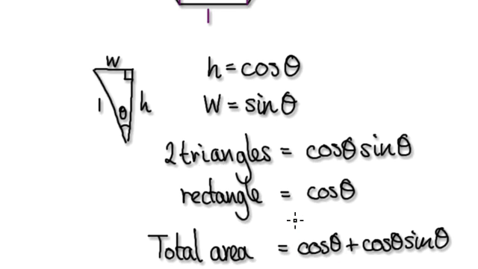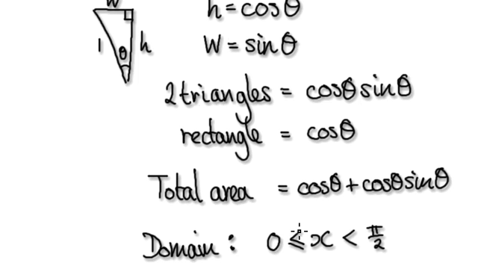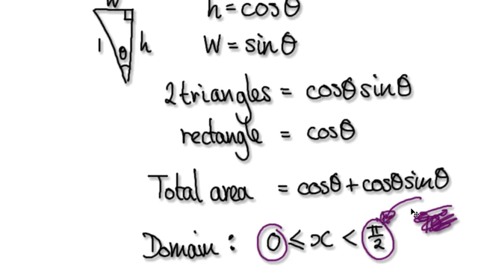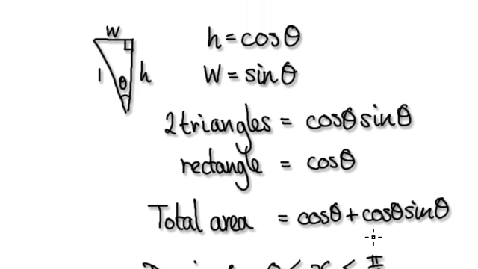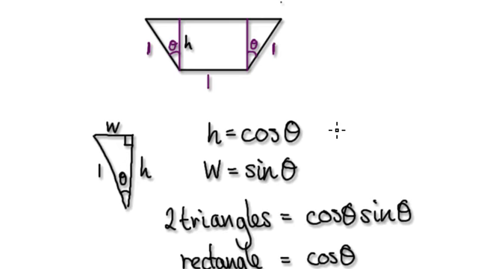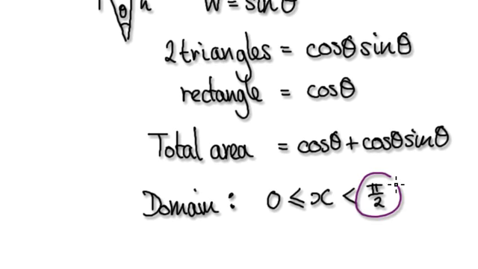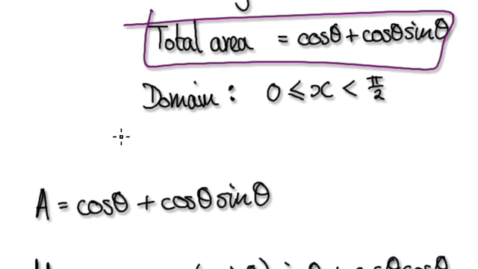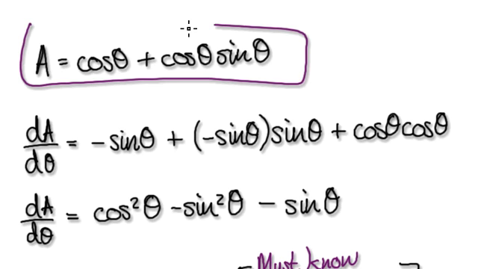Okay, and don't forget our domain. Our domain can be 0, but it can't be pi over 2. It can't be 90 degrees, if you like. We've got to use radians. It has to be strictly less than pi over 2, because if you make theta 90 degrees or pi over 2, then you can't hold any water. It will just spill out. So it has to be strictly less than pi over 2. Okay, so this is our total area here.